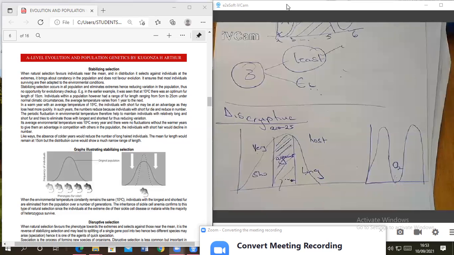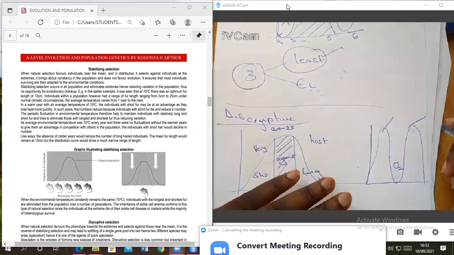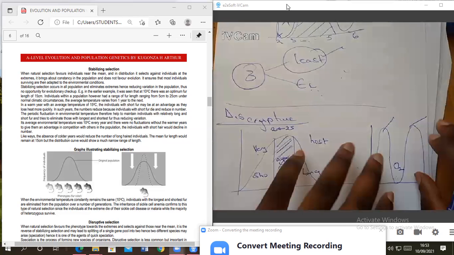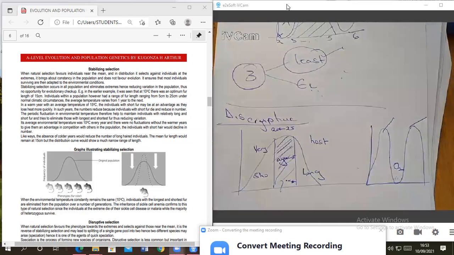You now have two groups, those with the long and those with the short, because the environmental conditions, our selection pressure, keep on coming from extreme to extreme, very cold to very hot. These months, it is very cold, like 10 degrees Celsius. Next month, after 2 months, it is very hot, we don't have intermediate temperature there. It means the individuals with intermediate character will be selected against again.